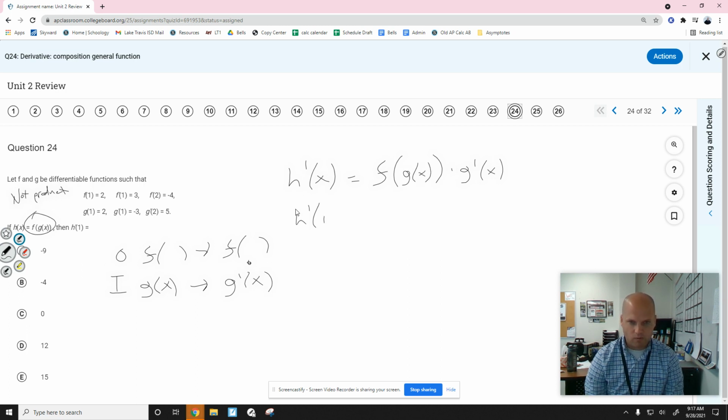And now I want to find h prime of 1. Okay, well, let's just plug in 1 first. All right, now what can I find? G of 1. G of 1 is 2. So watch what happens. This is f prime. So g of 1 is 2, and that goes right there. G prime of 1 is negative 3. F prime of 2 is needed. I'm not finding f prime of 1. I'm not using that 3 at all. I'm using f prime of 2, which is negative 4. That times negative 3 is positive 12.